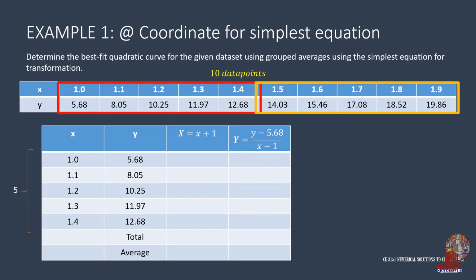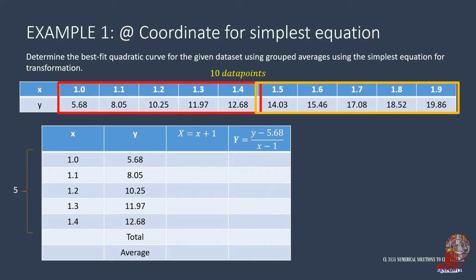Since the linear equation is now using capital Y as a times capital X plus b, add 2 more columns to each table. These are the columns for capital X, which we computed as x plus 1, and capital Y, which is equal to y minus 5.68 upon x minus 1. Fill out the capital X column first.